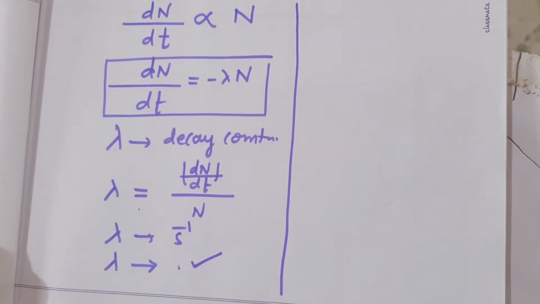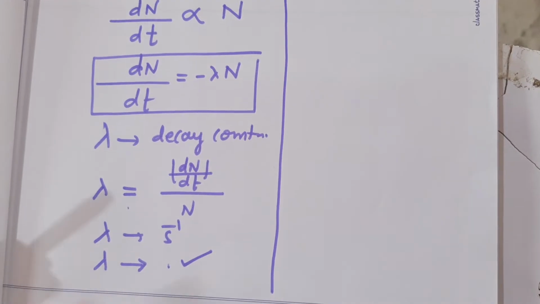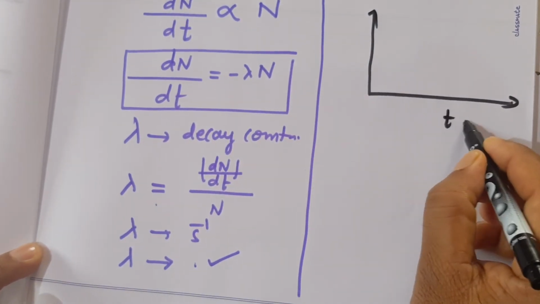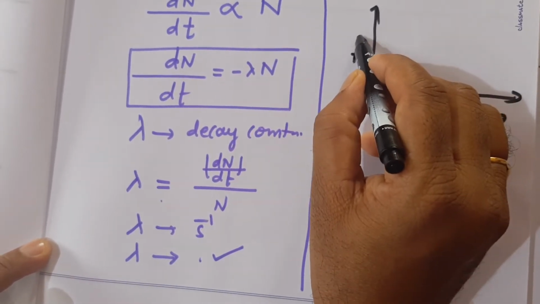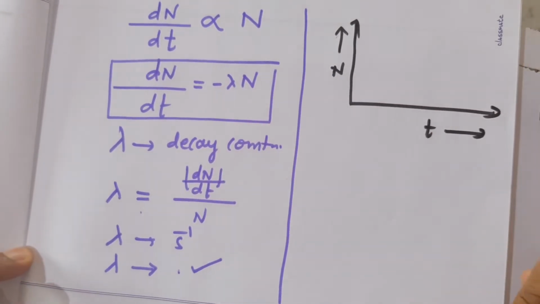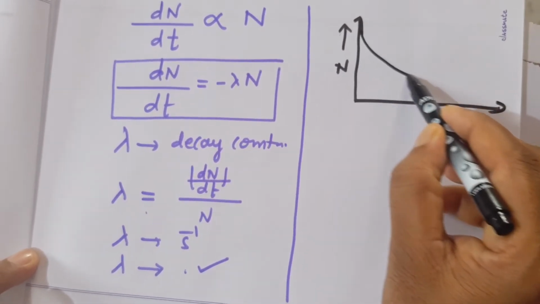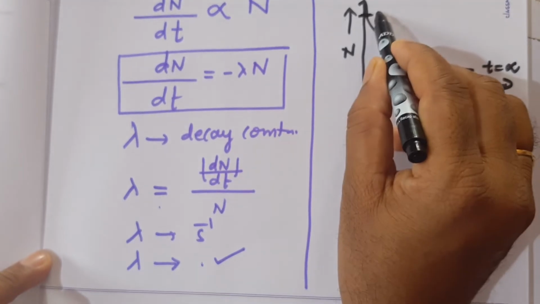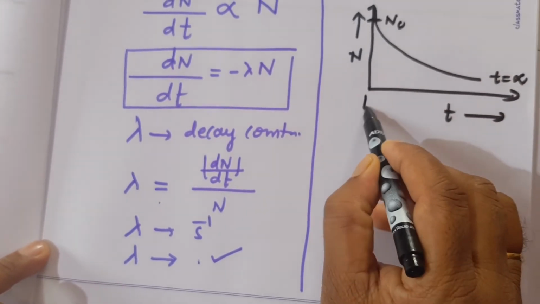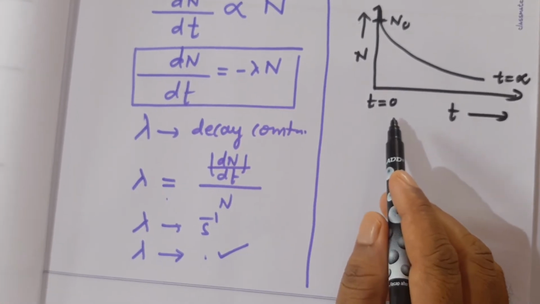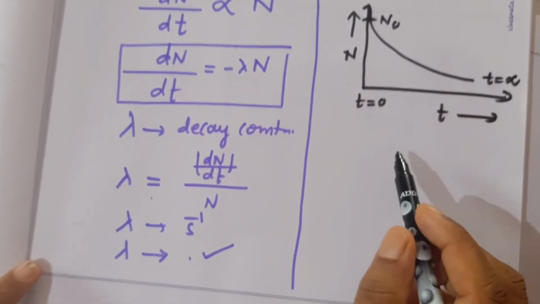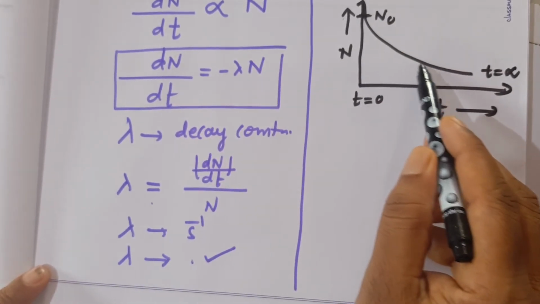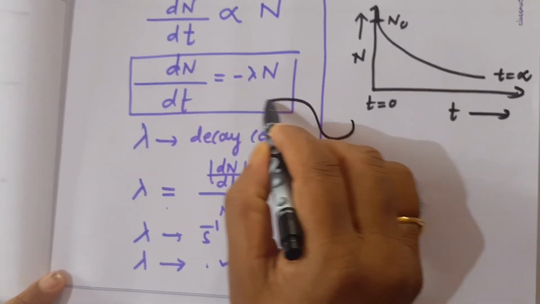Now, if you draw the graph between the number of atoms versus time, taking time on the x-axis and the number of radioactive nuclei or atoms on the y-axis, the graph will be like this. This point represents N0, that means at t equal to 0, at the beginning of disintegration, the number of atoms is N0. As time passes, the number of radioactive nuclei decreases exponentially.